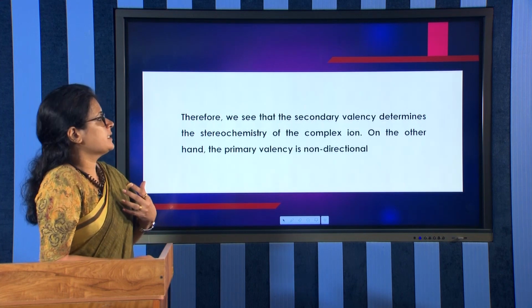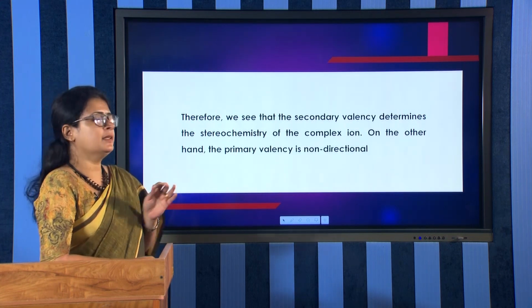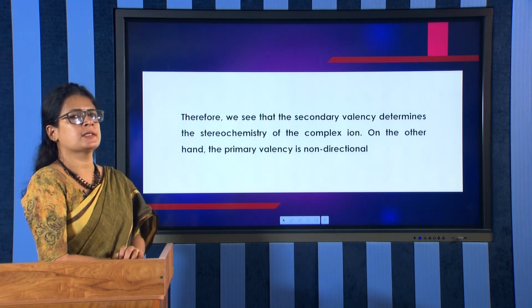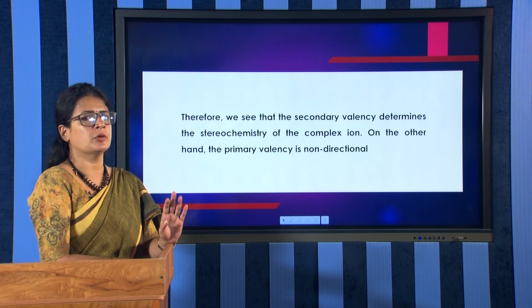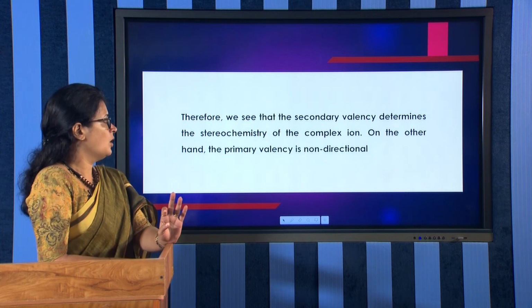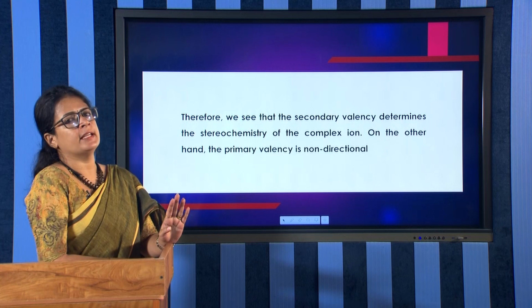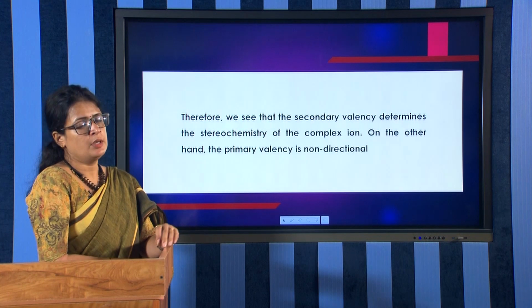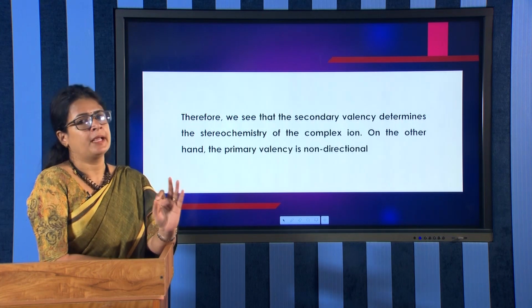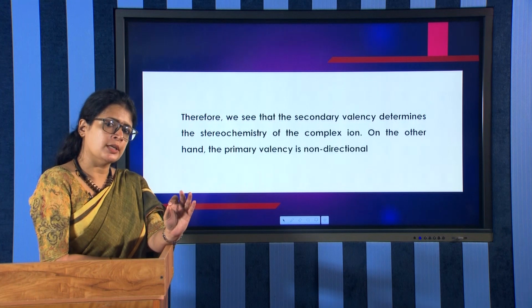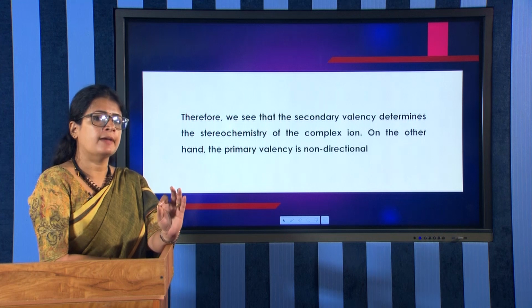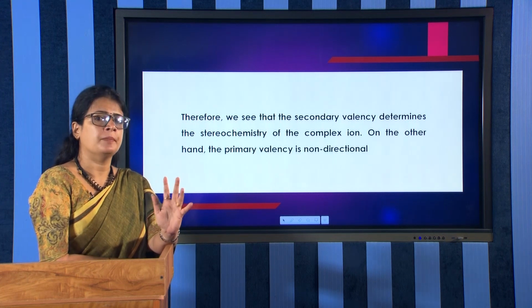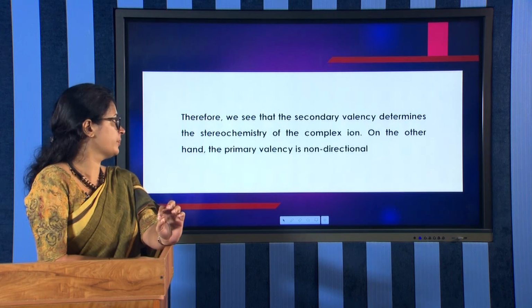Therefore, we see that the secondary valencies determine the stereochemistry of the complex. So, the geometry of the complex depends upon the secondary valencies. On the other hand, the primary valencies are non-directional. So, we can conclude that primary valencies are non-directional and secondary valencies are directional. Secondary valencies determine the shape or geometry of the complex.